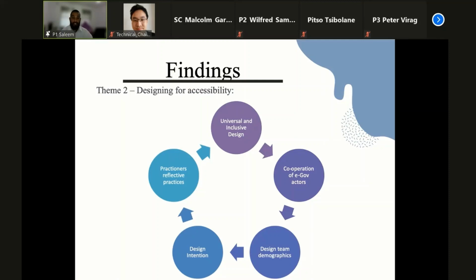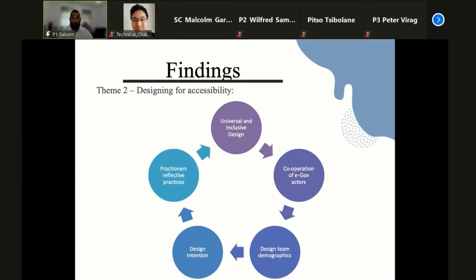So, cooperation of e-government actors. E-government systems are very complex and require participation of several agents to arrive at a successful implementation. Close coordination and collaboration between these agents are important for a successful e-government implementation. It has been noted that this collaboration is very minimal during the initial design and implementation process, and this could be the source of e-government projects not meeting their intended goals and objectives.